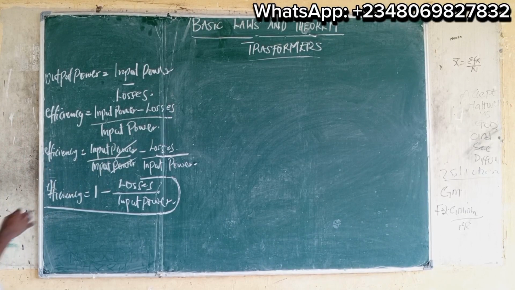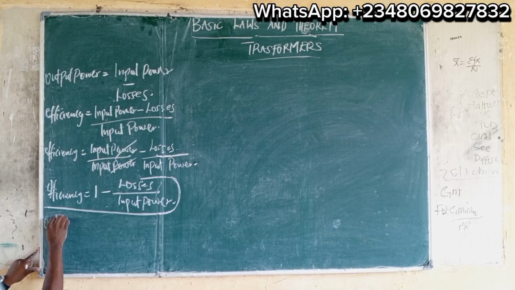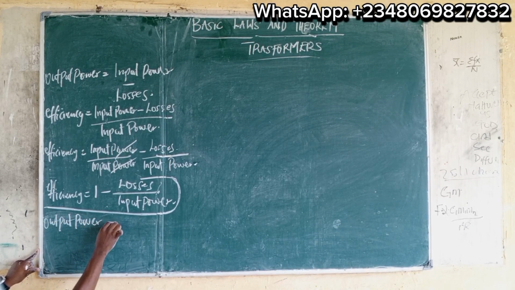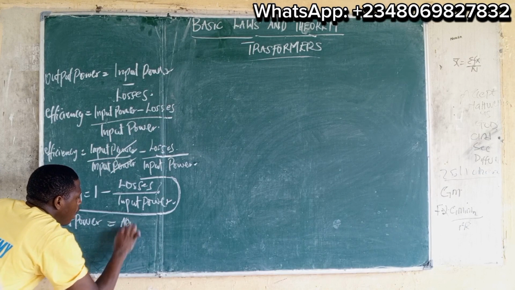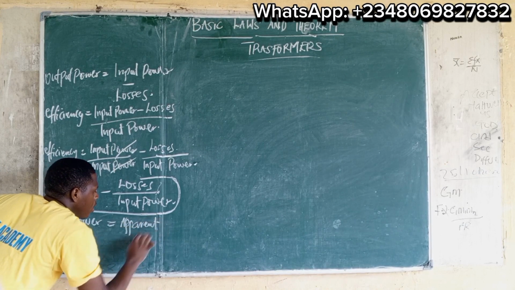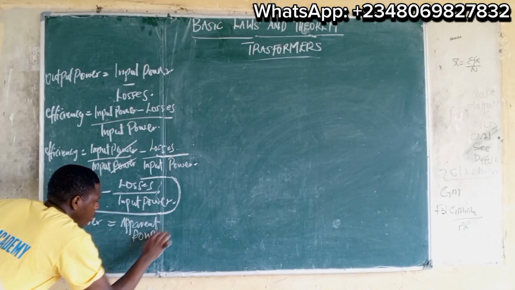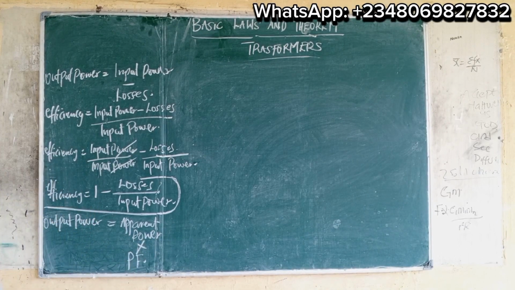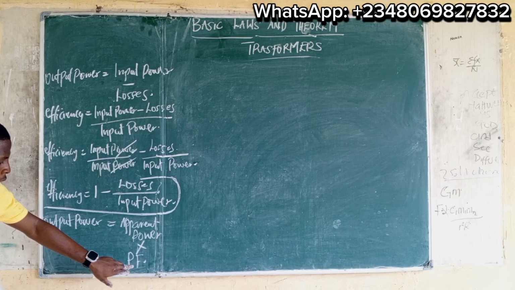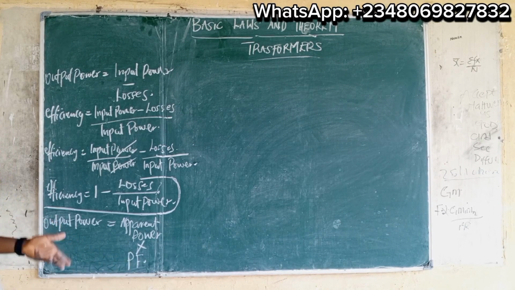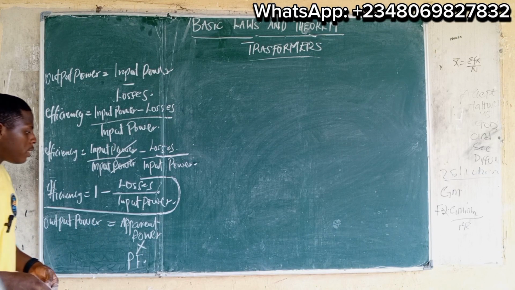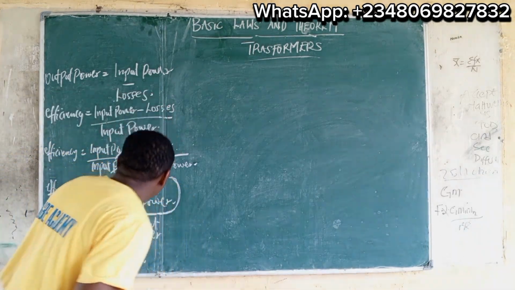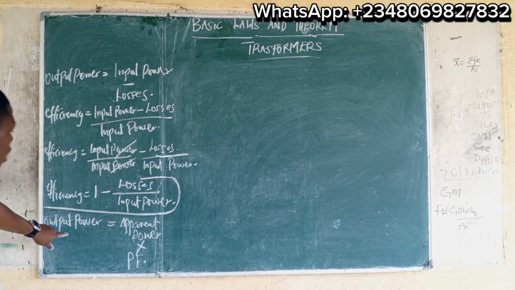Now take this down. Output power is equal to apparent power multiplied by packing factor. From our given data, we have our packing factor to be 0.8, and we have our apparent power to be 500 kVA. Now, using what we have here, we can calculate our output power.